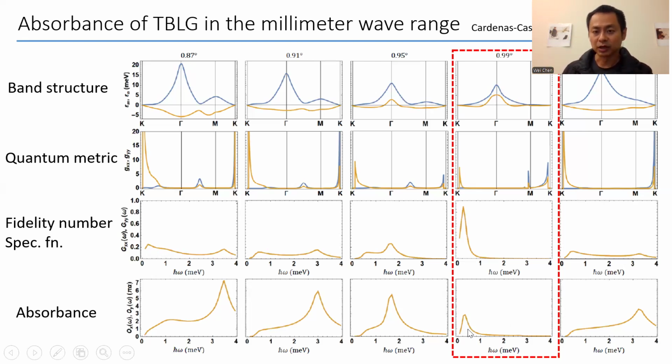Now, as I say, if you divide this by a frequency, then you get a fidelity number spectral function, and then you integrate it over frequency, essentially the area underneath this peak, and you get a fidelity number. Using this method that we propose, you will be able to experimentally measure the fidelity number spectral function, which is effectively the quantum metric integrated over the Brillouin zone, as a function of different twisting angles.